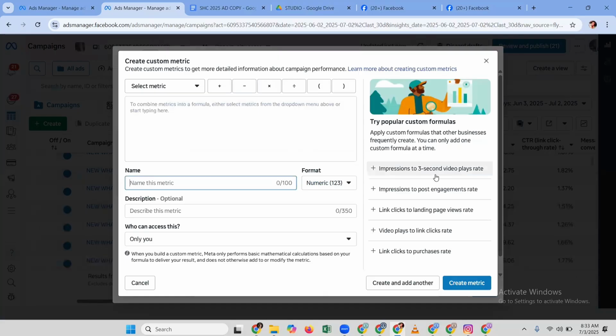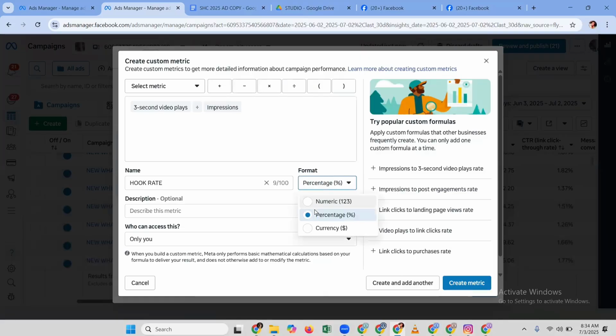So this is the metric: impression to 3-second video, not any other one here. When you choose it, you can now name it hook rate. I like to just name it hook rate. And one more thing, you see this format, there is numeric, there is currency. I always choose percentage. So when I do that, I'll click on create metric and I have created the metric.